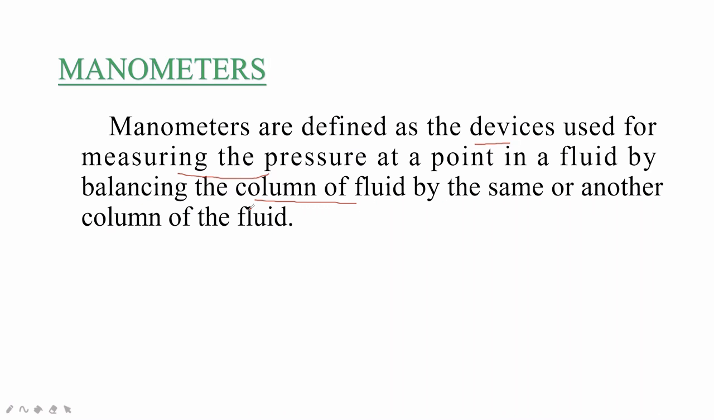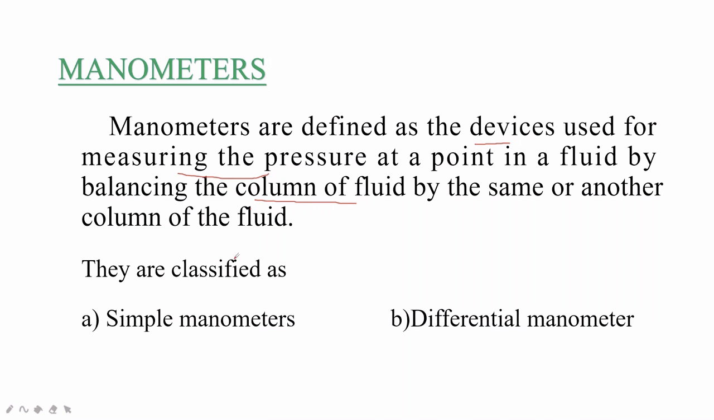In the manometers we have two types: simple manometers and differential manometers. So what are manometers? Devices used for measuring pressure at a point in a fluid by balancing the column of fluid by the same or another column of fluid. You must be perfect on this. We will see what simple manometers and differential manometers are, but before that we will see the mechanical gauges. The first device was manometers; the second device is mechanical gauges.